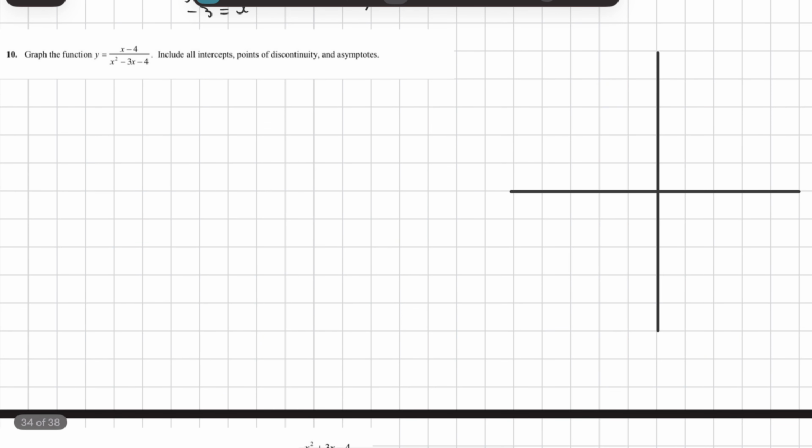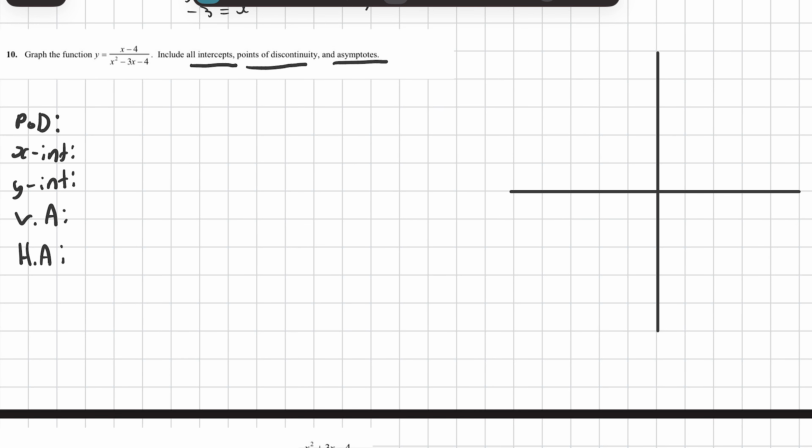Number 10. So we're going to be graphing this function, including the intercepts and points of discontinuity and the asymptotes. Let's go ahead and write out everything. Okay, let's go ahead and start. So what you want to do here is simplify. So instead of x squared minus 3x minus 4, we want to be able to simplify this.